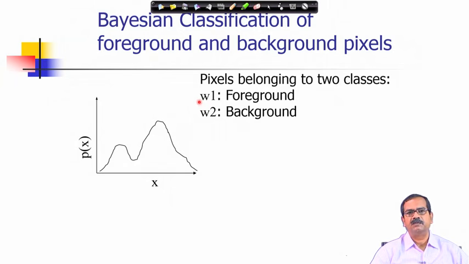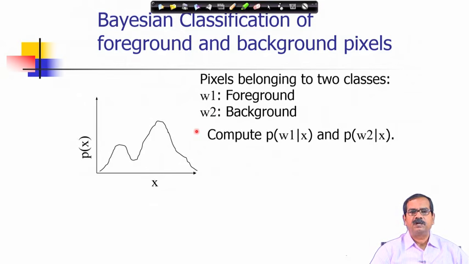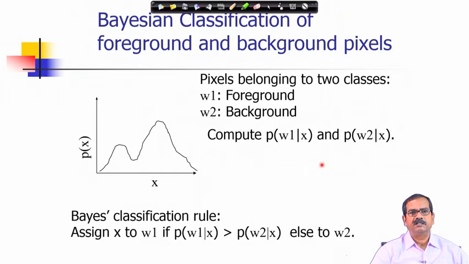Let us consider W1 and W2 just for the abstract representation of this problem. What we need to do in this case is compute the probability of class W1 given x and the probability of class W2 given x. This is because in a Bayesian classification rule, we assign the pixel x to class W1 if the probability of W1 given x is greater than the probability of class W2 given x. Otherwise, we assign it to W2. That is the Bayes classification rule.